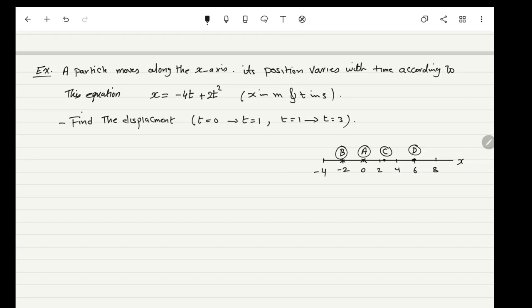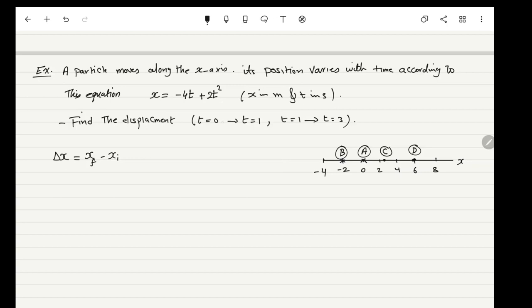Another similar example: a particle moves along the x-axis. Its position varies with time according to this equation, and as we can see in the graph, it shows the particle in motion in one dimension. The question is, find the displacement of the particle at two time intervals, from 0 to 1 and from 1 to 3. So let's find the displacement for the first time interval. Displacement equals x final minus x initial.